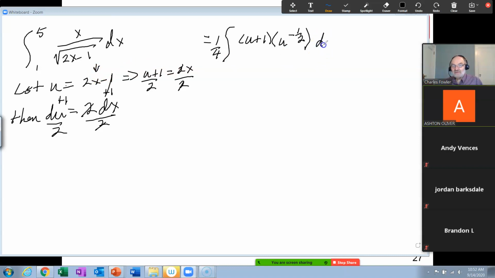And then we have our du. The du over 2, but that's the other 2 that's out here. Now, what we haven't done is figure out what our limits are. So let's go back and do our limits.